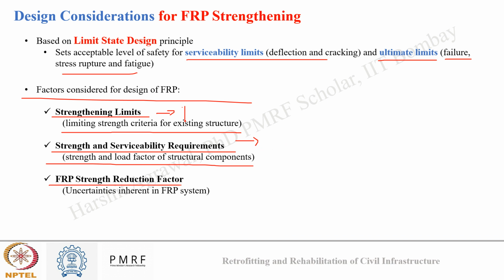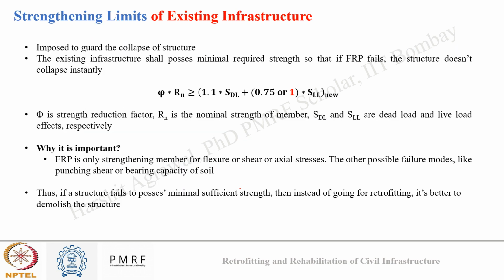And third is the FRP strength reduction factor. This helps me to determine how durability and environmental factors can degrade the FRP, and how I can take the durability performance of an FRP material into account. So if I consider all these, if I understand all these three limits, then I can properly design a structure for FRP strengthening. Okay, so let's see each of them one by one in a little discussion.